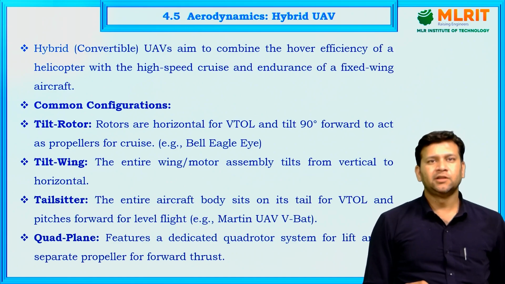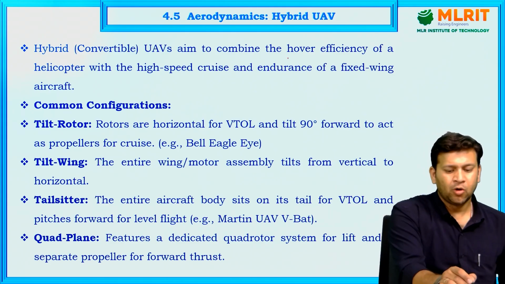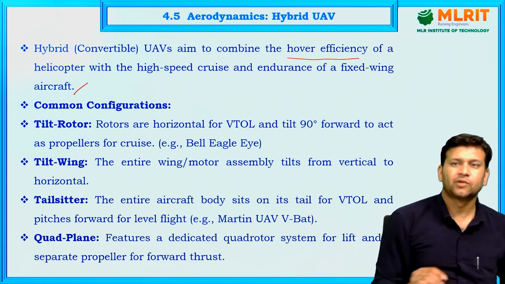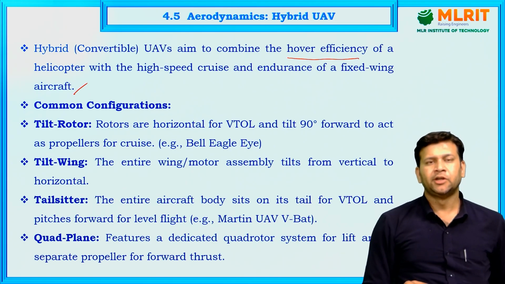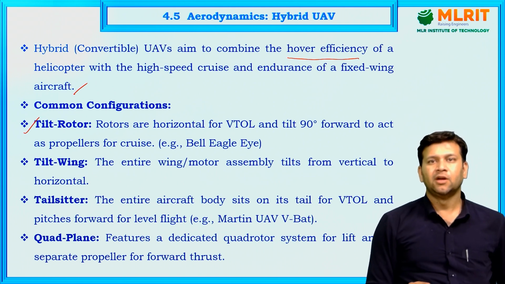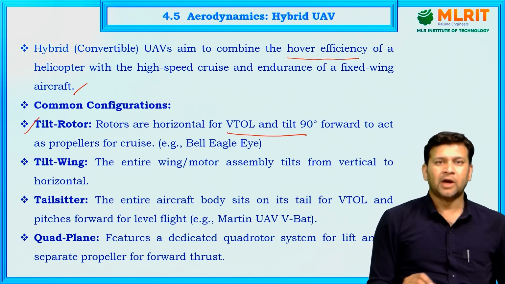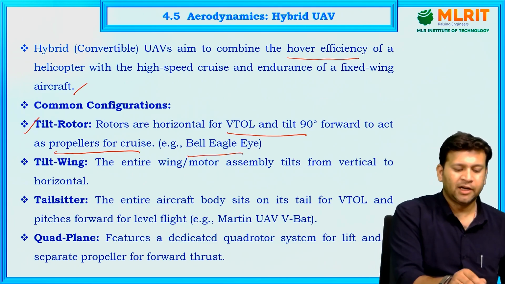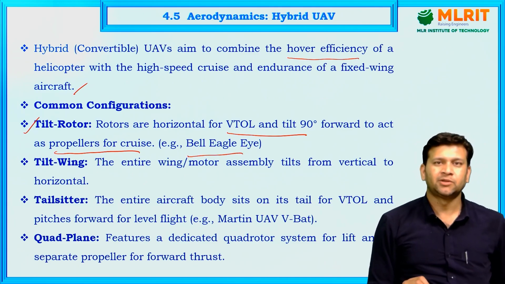Hybrid unmanned aerial vehicles or convertible unmanned aerial vehicles aim to combine the hover efficiency of a helicopter with the high speed cruise and endurance of a fixed wing aircraft. The common configurations for these hybrid unmanned aerial vehicles are: the first one, tilt rotor. Rotors are horizontal for VTOL and tilt 90 degrees forward to act as propellers for cruise. For example, Bell Eagle Eye. We have seen this in our previous lectures also.